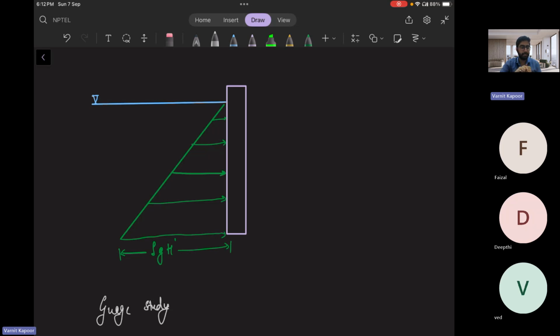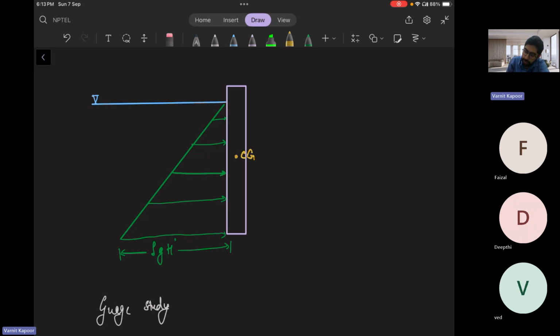Center of gravity is nothing but the geometric center of the body. So if my body is like this, my geometric center will be somewhere in the middle. This is the center of gravity. Whereas the center of pressure is the point where the net horizontal hydrostatic force is acting over the wall, and it will be below the center of gravity.